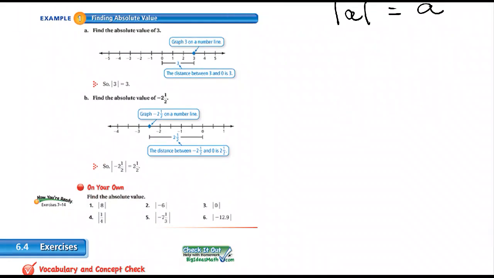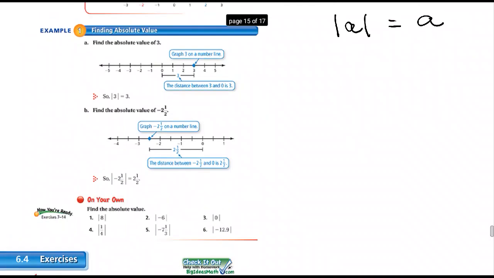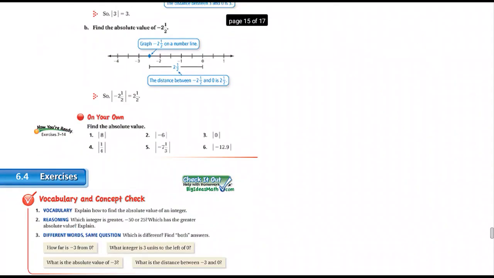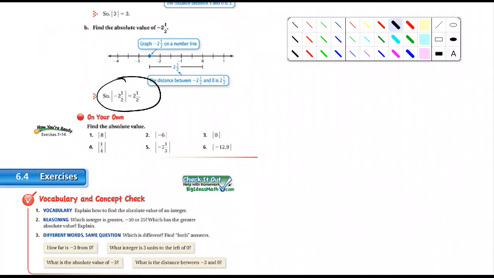And then the next one, they ask you to find the absolute value of negative 2.5. Miss Werner, what is it? 2.5. Put up 50 points. Nicely done. The absolute value of negative 2.5 is simply 2.5 because that's how far it is from 0 on the number line. All right.